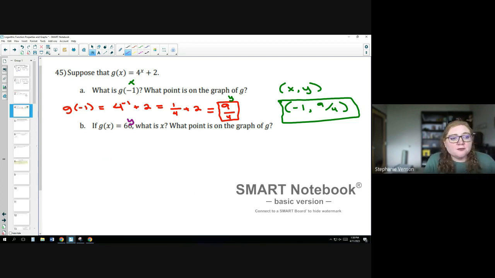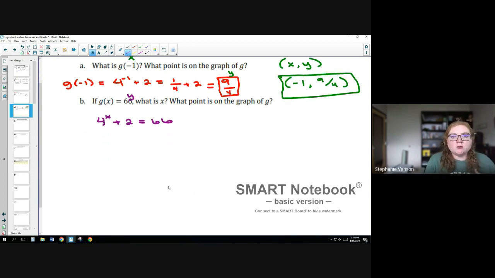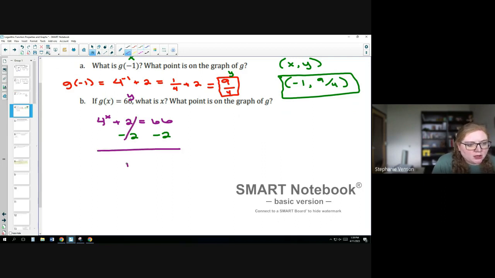So we're going to take the function for g of x, which is 4 to the x plus 2, and we're going to set it equal to 66. So we have 4 raised to the x plus 2 is equal to 66. And now we're going to take this equation and try to solve it for x. The first thing we're going to do is subtract 2 from both sides. When we do that, we get 4 raised to the x is equal to 64.